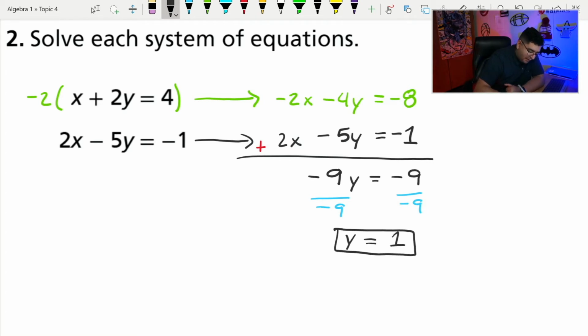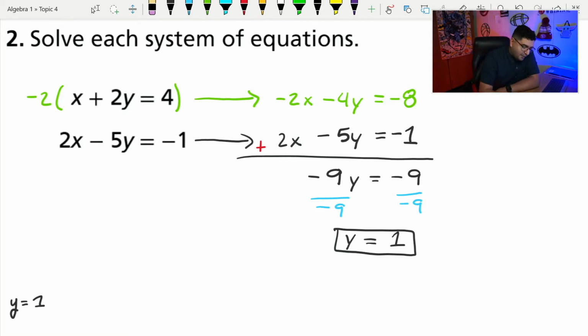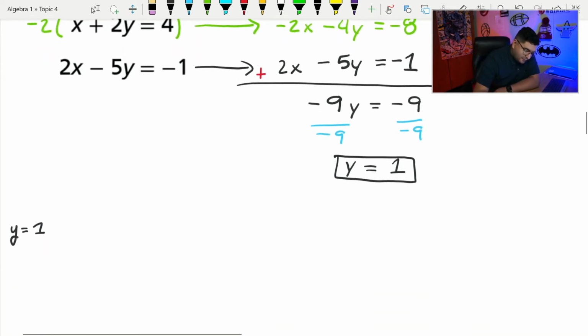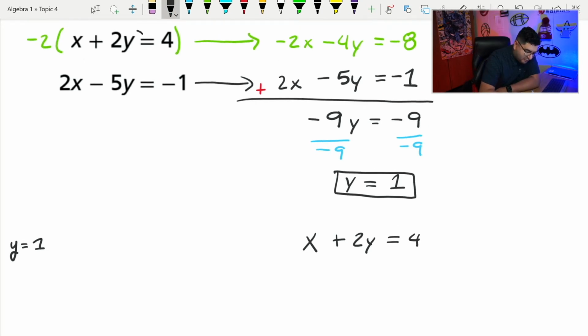So now we know what y is. Y equals 1. And now we have to find what x is. We do the same thing we did last time, where I can pick any of my original two equations, one of these two, to plug in y. I'm going to go ahead and use the top one. So, doing so, we would have x plus 2y equals 4, and that was just me copying this top equation right here.